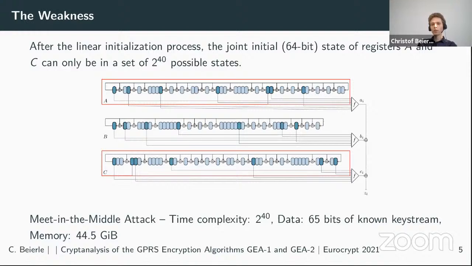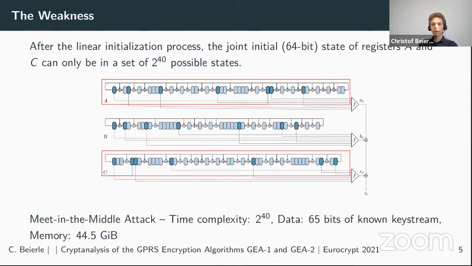The weakness here is that after the linear initialization process, the joint initial 64-bit state of the 2 registers A and C is only in a set of 2^40 possible states. So we would expect an entropy of 64 bits for registers A and C, but in fact it is only 40 bits.